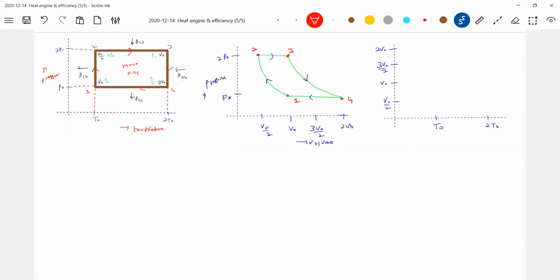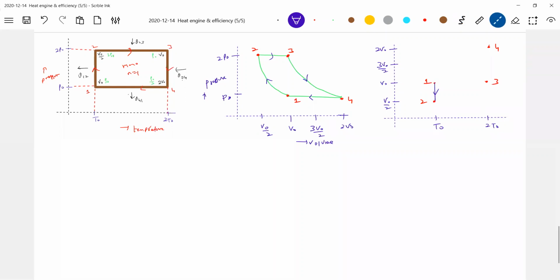Now path 1: point 1 is V naught, T naught. Point 2 is V naught by 2 and T naught. What about 3? V naught and 2 T naught. What about 4? 2 V naught and 2 T naught. Okay, first we'll identify what 1 to 2 is. Isothermal compression, a vertical line.